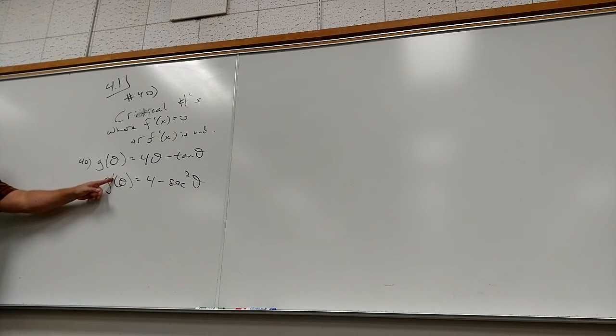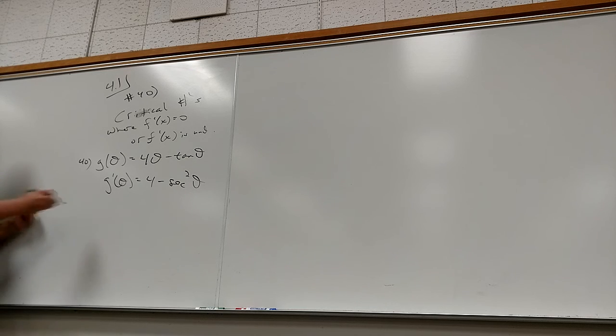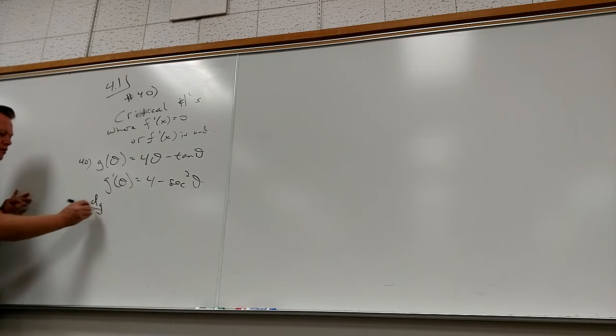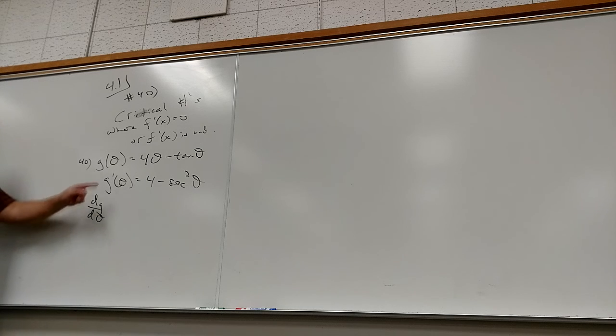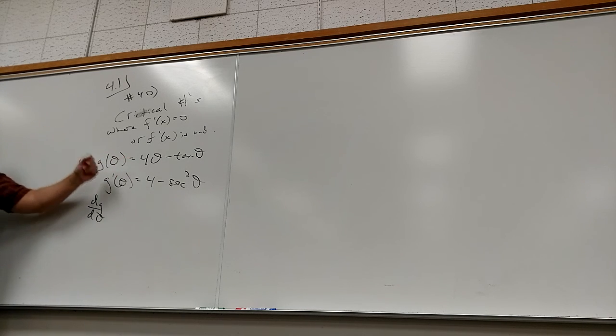What does this prime mean in this case? Another way to write g prime of theta is d/d theta. I like it. Because what is the independent variable in this thing? Theta. Theta is acting like x. Theta is not a constant, so we'll just believe that.